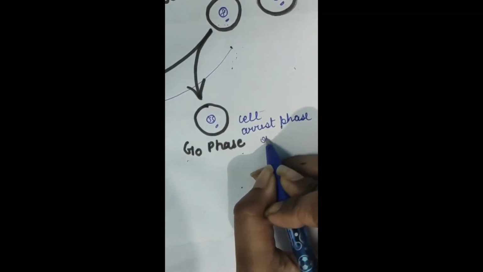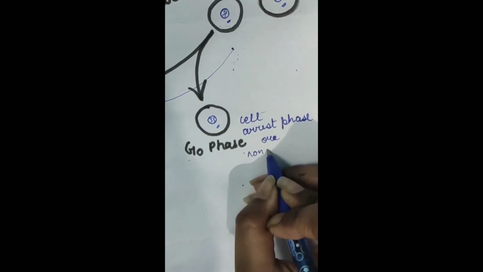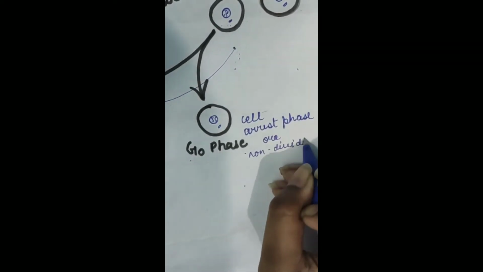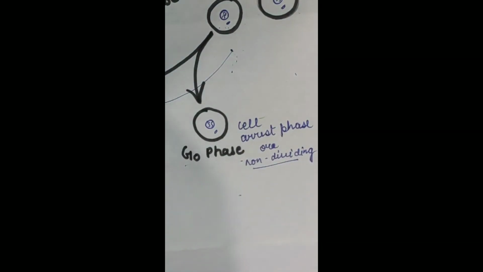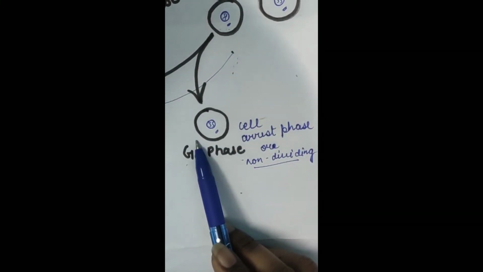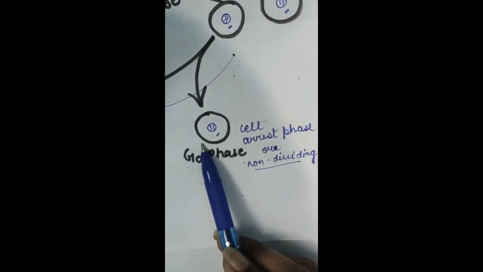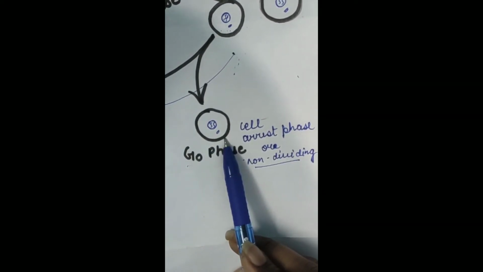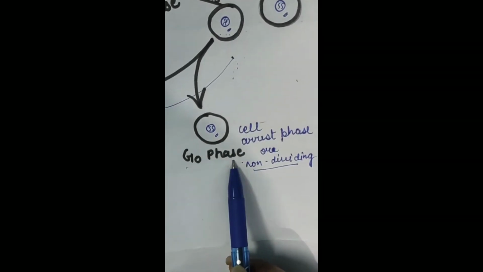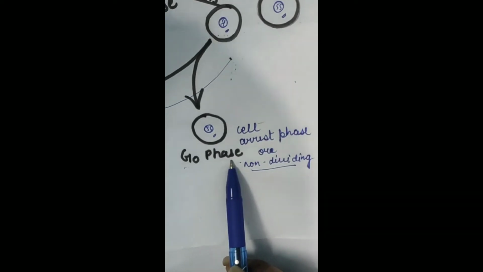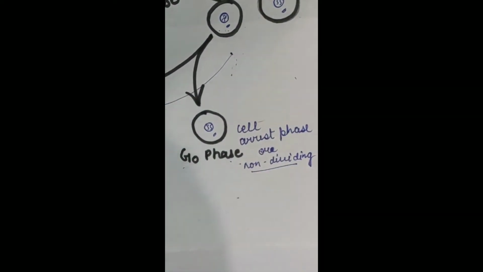Okay, the cell arrest phase, or we can say the non-dividing phase. There are some cells in our body which are not going to divide in our lifetime, like our neurons. These neurons are all in the G0 phase. G0 phase is also called the resting phase, in which the cell is completely metabolically active, but it never goes into the S or other phases. So G0 is the phase in which the cell is completely incapable of dividing, but it performs all its metabolic activities.